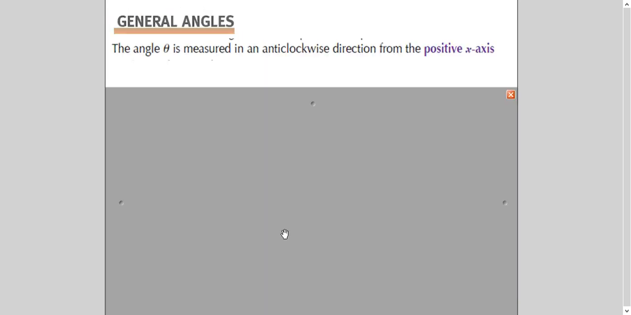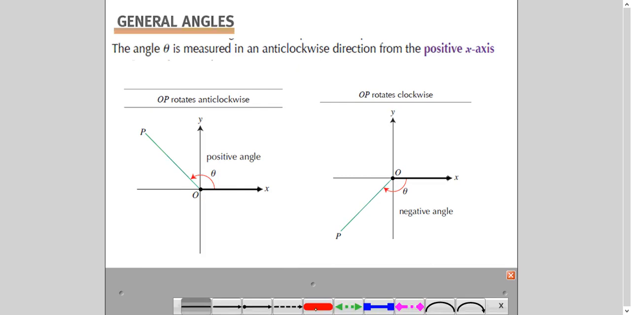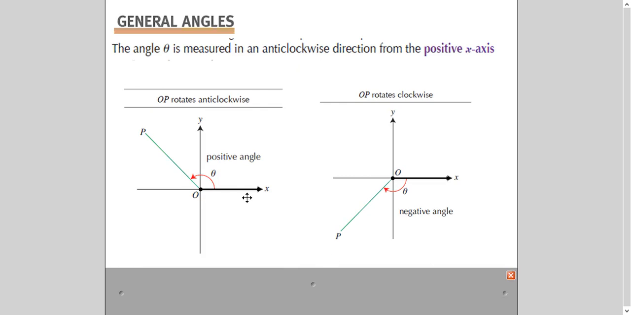Now, we need to understand what is a basic angle and general angle. When the angle is measured from the positive x-axis, it is called a general angle, and it is referred to by theta. Now, the important thing about it is that if you rotate the line from the positive x-axis in the anti-clockwise direction, then you say theta is positive.